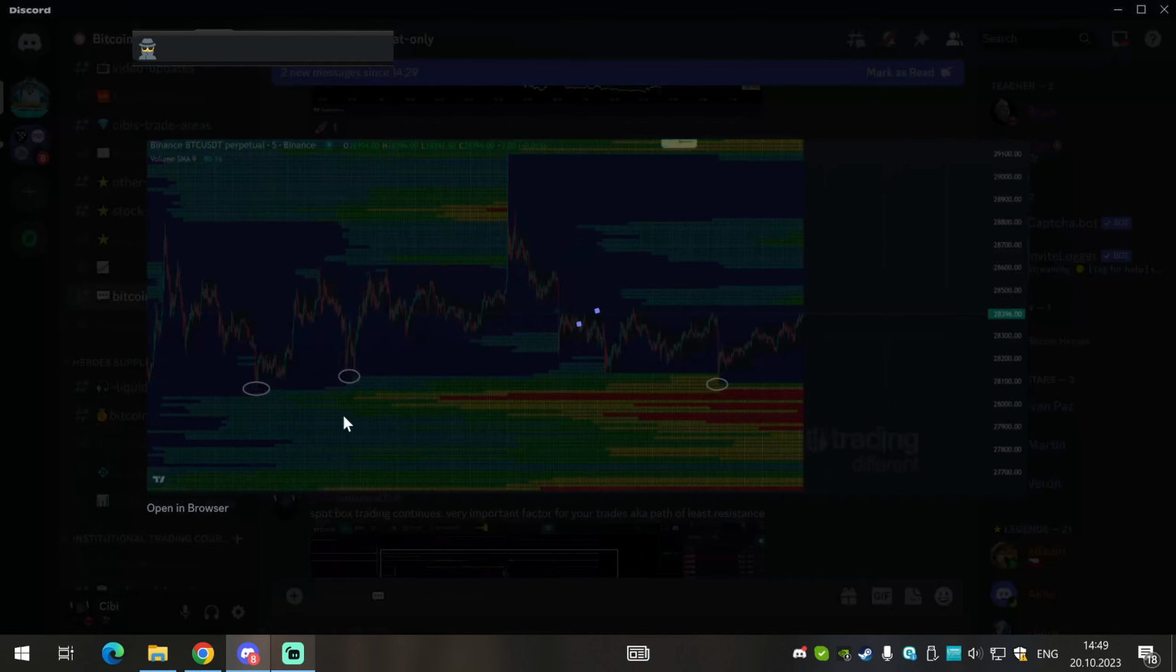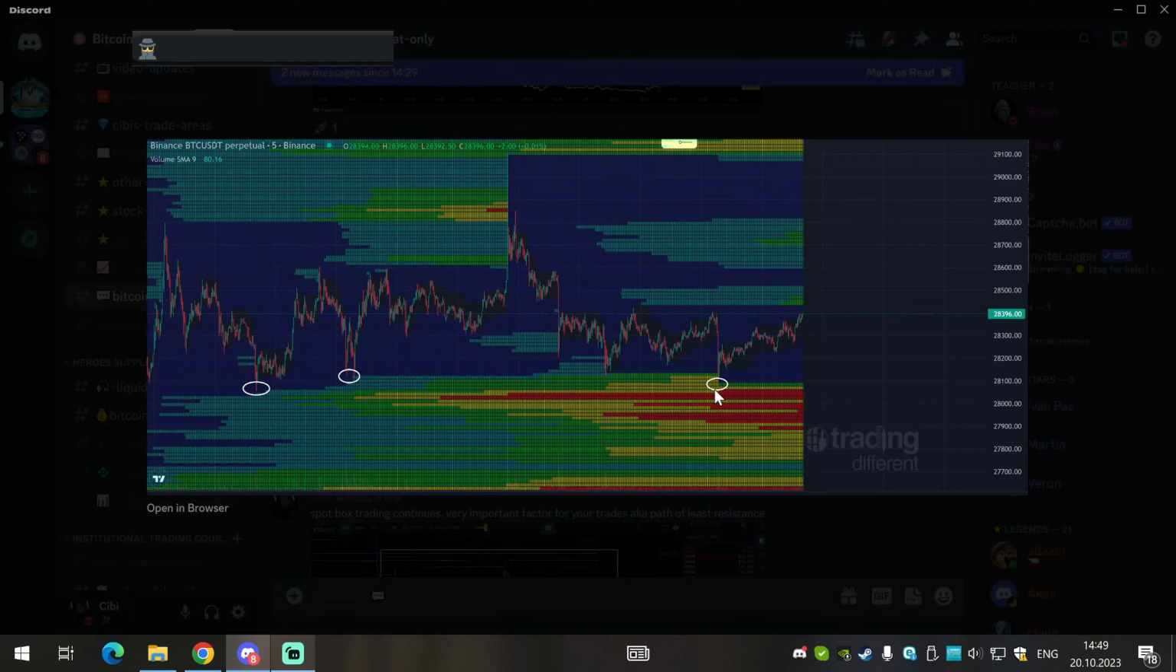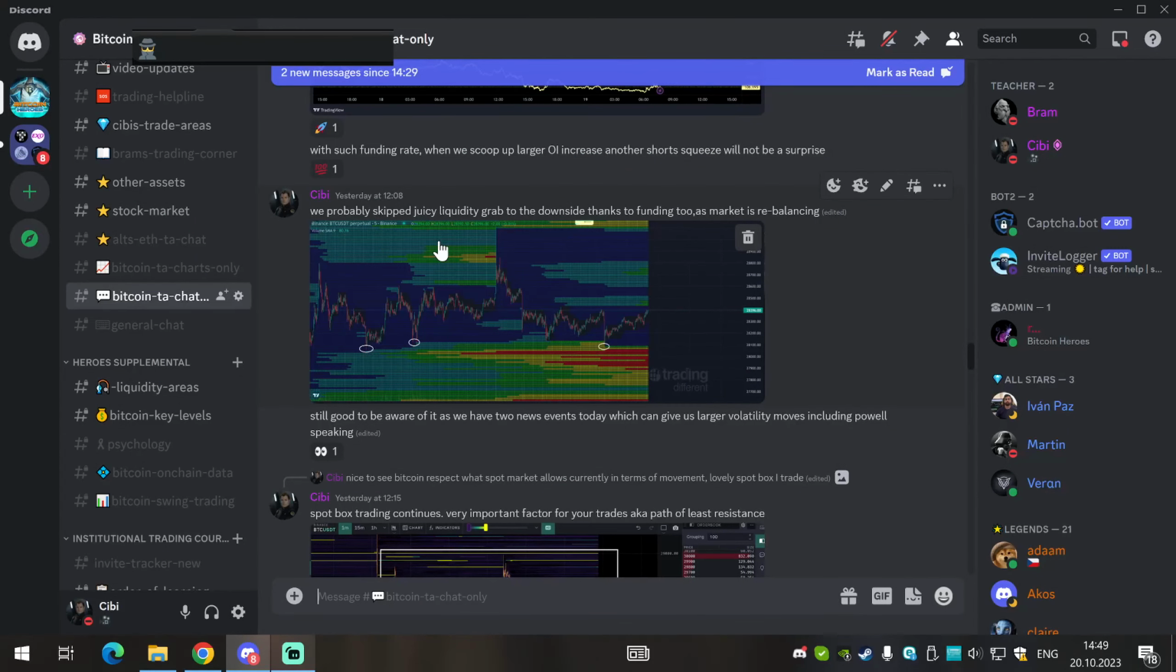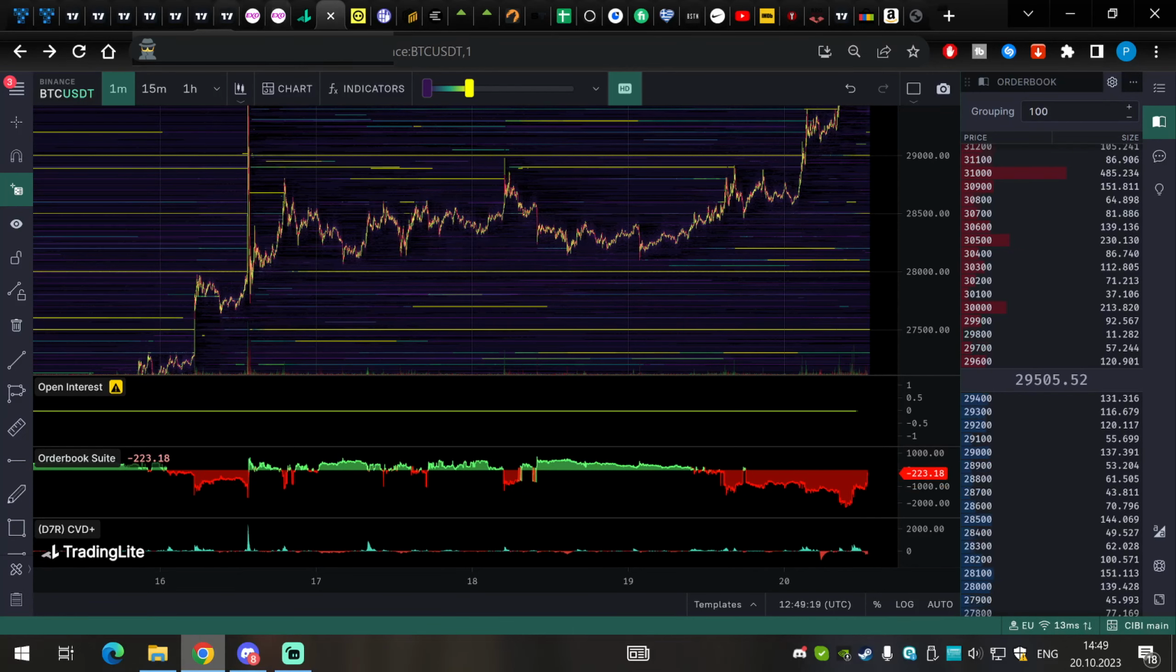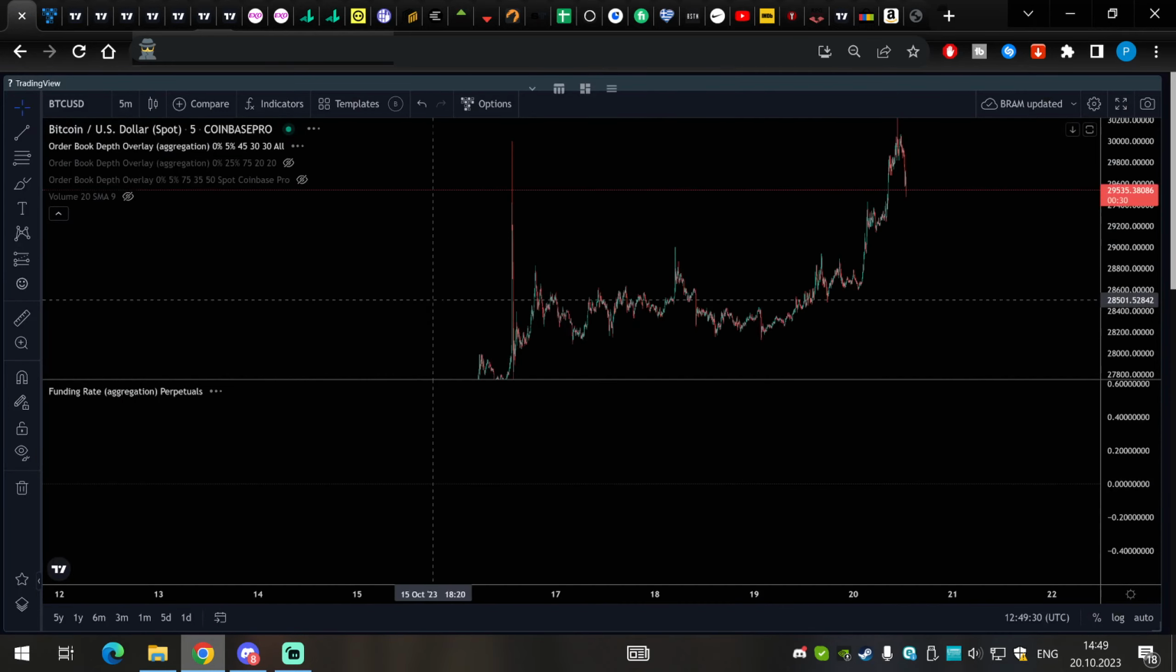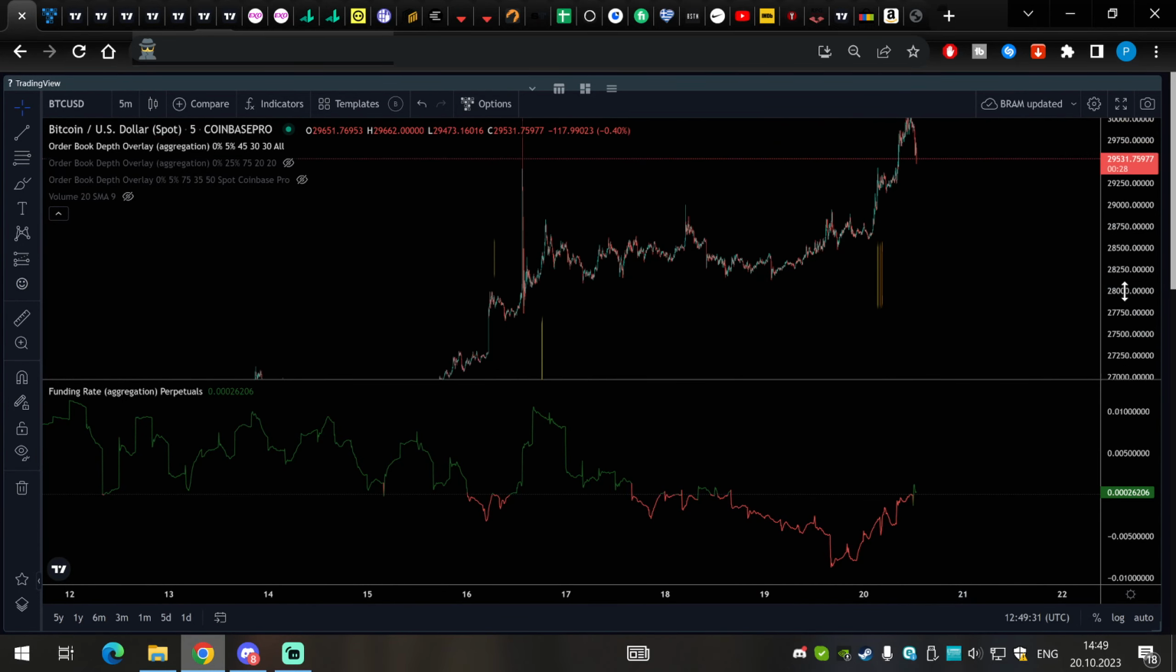We were watching, because Bitcoin most of the time is taking very juicy liquidity. You have this low here, this low here, this low here, very juicy to take. But I was pointing out we probably skip the juicy liquidity grab to the downside thanks to the funding. The market is rebalancing. We also use funding, but it is a secondary tier confluence. It's not number one for me, but I watch it. So we need to go to TRDR. Let's go over here.